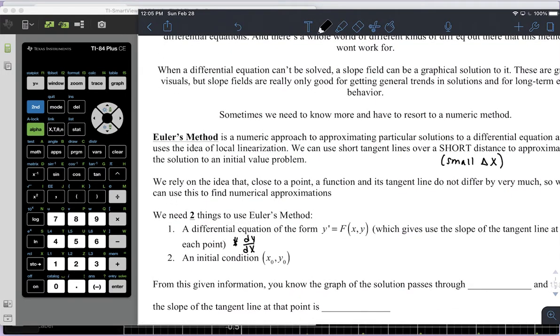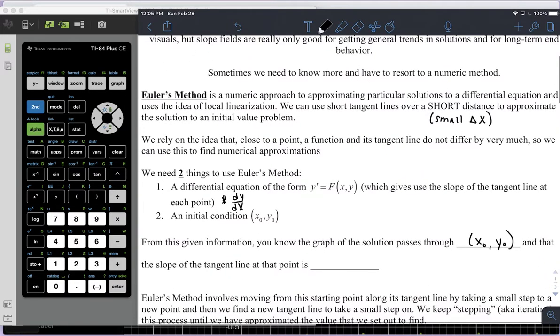If you know these two pieces of information, you know that the graph of the solution, if we could find the particular solution curve, is going to pass through the initial point x naught, y naught. It's definitely going through that initial condition that they give you. And you know the slope of the tangent line is dy dx evaluated at the point x naught, y naught. You can find the slope at that point and you know that point is definitely on the curve.